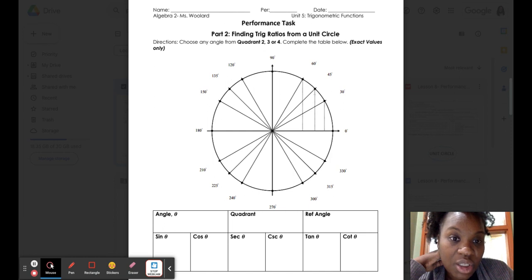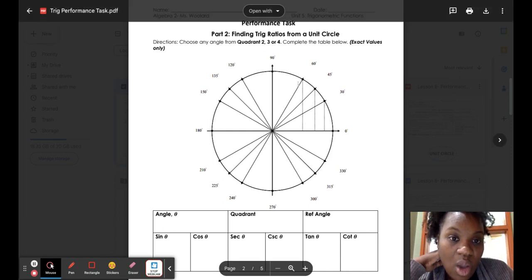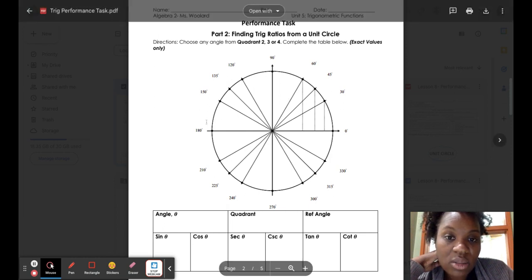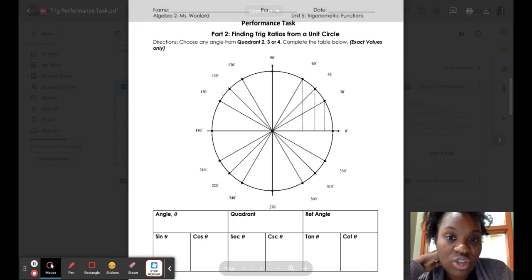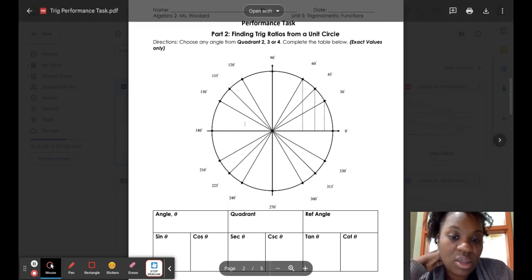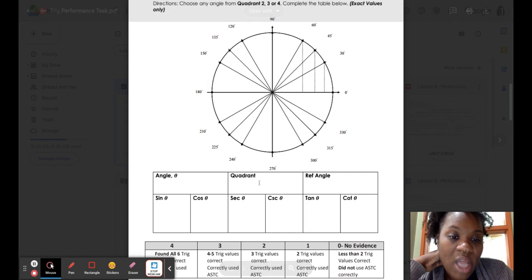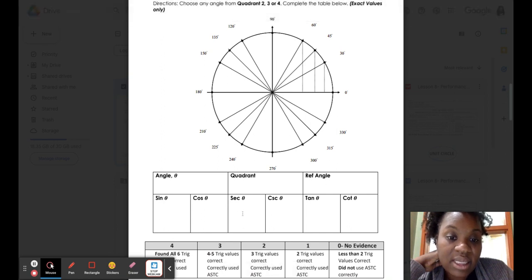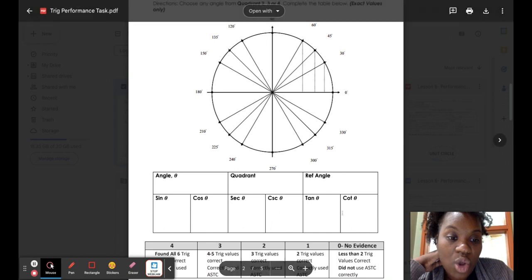If you want a challenge for all of my red and blue students, why don't you pick a negative angle? Wouldn't that be cool? Pick a negative angle for a challenge, for my red and blues. Everybody else, pick an angle in quadrant 2, 3, or 4. Any other angle basically except for 30, 45, and 60 you can pick. I want you to tell me what quadrant it falls in, and what the reference angle is. Once you have that information, I want you to tell me what the sine is, cosine, secant, cosecant, tangent, and cotangent.